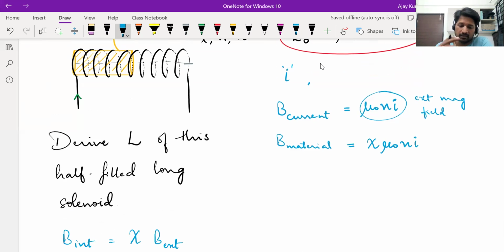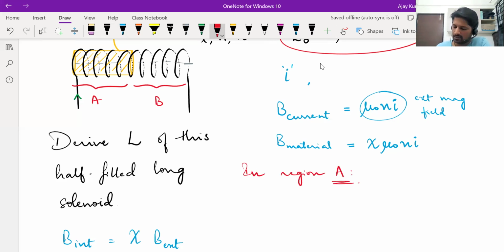Okay. Now there are some turns of this solenoid where there is current and also material. There are some turns where only current is present, material is not present. Let us divide the solenoid into two regions. Call this region A and call this region B. In region A, our aim is to get the flux somehow. For flux, you need to consider both magnetic fields. The current will produce some flux. The material also will produce some flux. You have to include both of them.